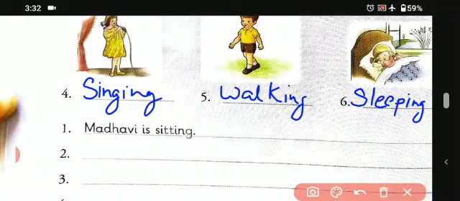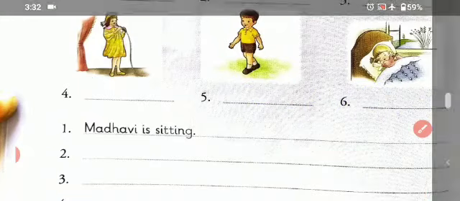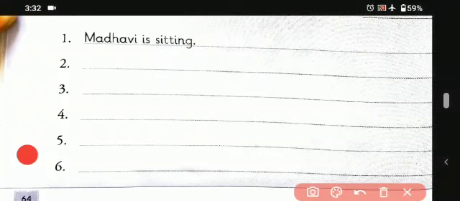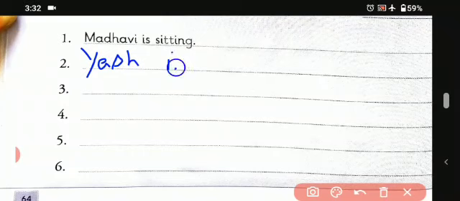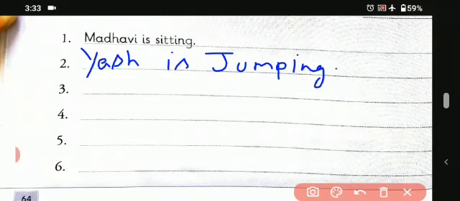Like this. And now we have to make the sentences by these words. So here is the first example which we can see. Madhuri is sitting. Okay. Then we will use the second word, that is jumping. So we will write it down. Yash is jumping. Okay students, like this. And then we will write Rani is dancing.